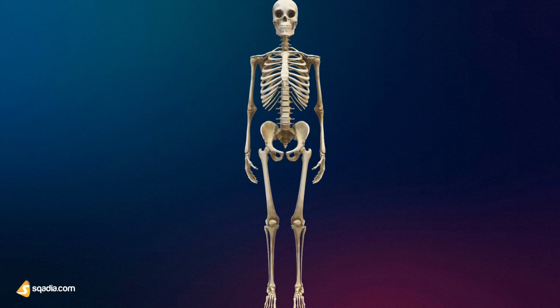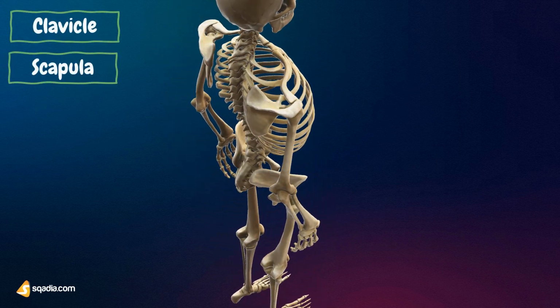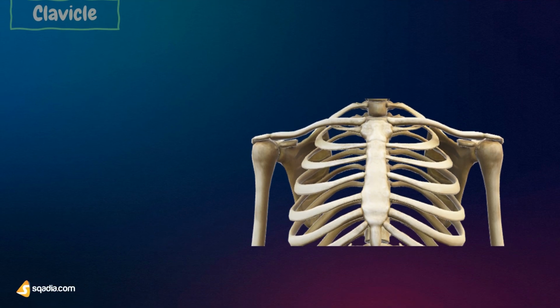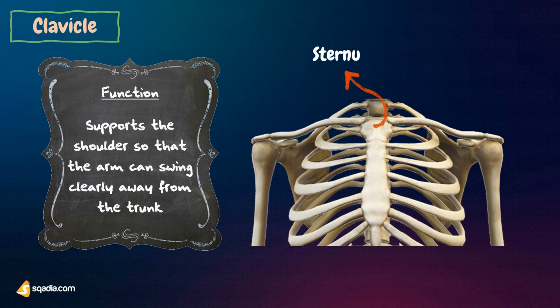We are going to talk about bones of the upper limb, starting with clavicle and scapula. The clavicle is a long bone. Commonly, it is also known as beauty bone.